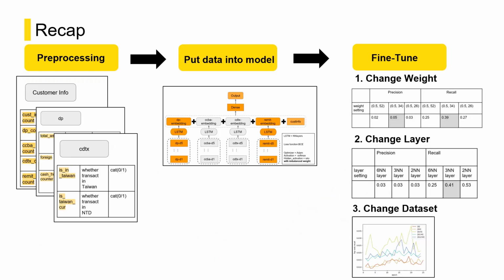So this is our whole recap. Firstly, we pre-process all the data in the datasets, and then we put the data into the model. And lastly, we fine-tune in 3 ways. The first one is changing the weight of the penalty. The second one is changing the layer size in the dense layer. And the third one is changing the datasets concatenated in this model. You can see our best parameters are all in gray. That is our final result. Thanks for listening. This is our whole presentation.